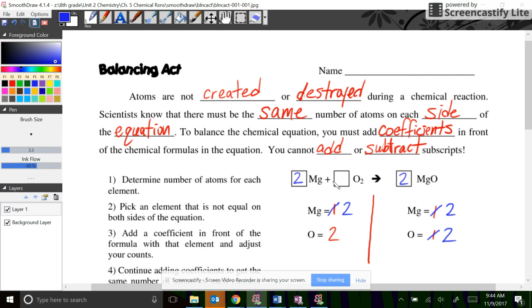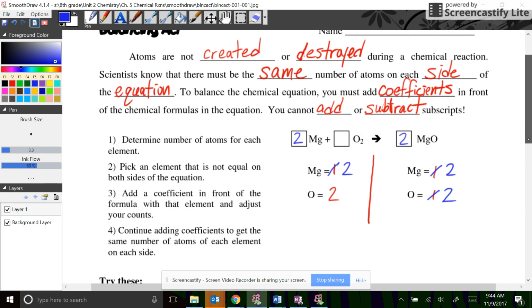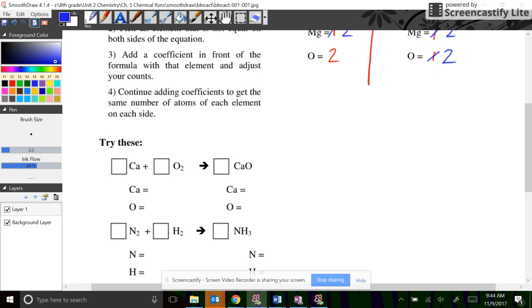Notice that I don't have a number in this box right here for oxygen. It's assumed to be 1, just like in algebra. You wouldn't write 1x or 1y. It's assumed to be 1, so you don't need to put that. Just like if you look at this Mg by itself, there's no subscript here. It's assumed to be 1. Let's move down and try another example following these steps.